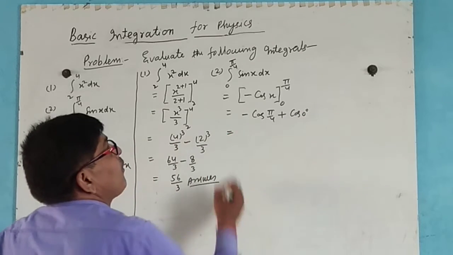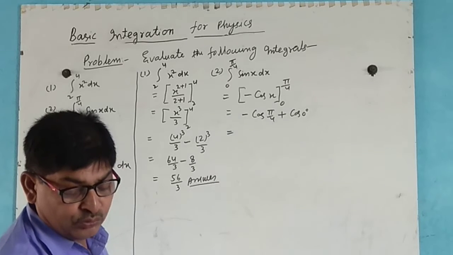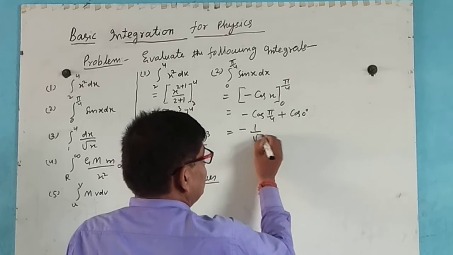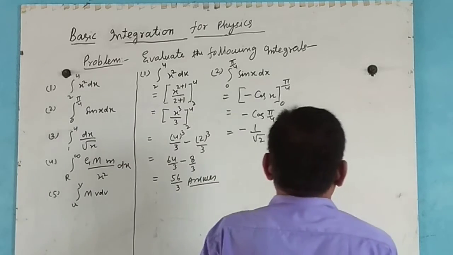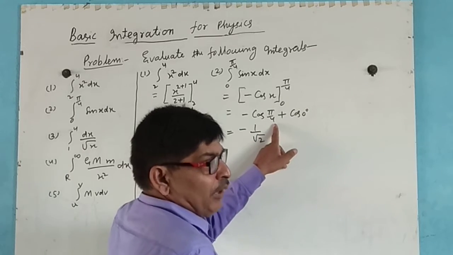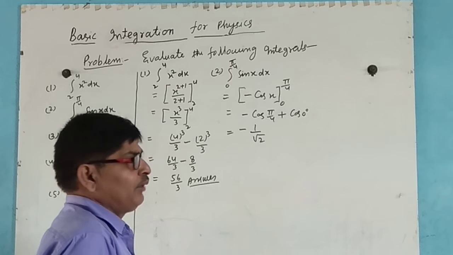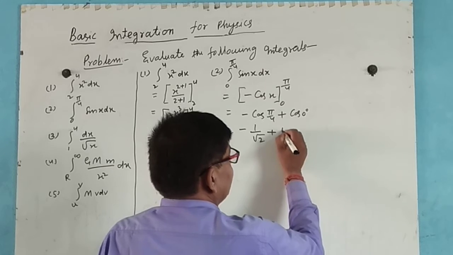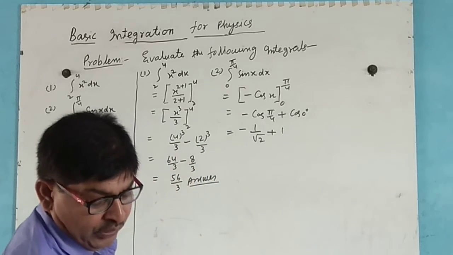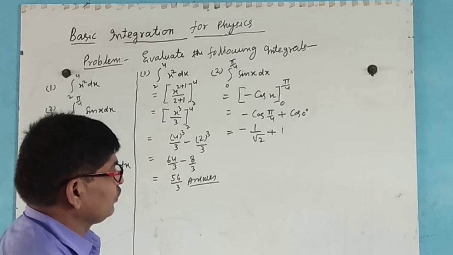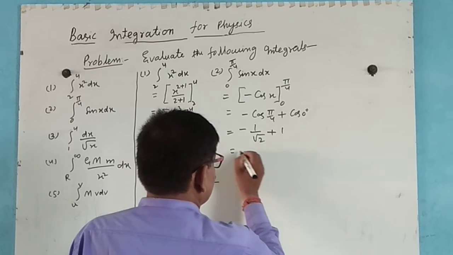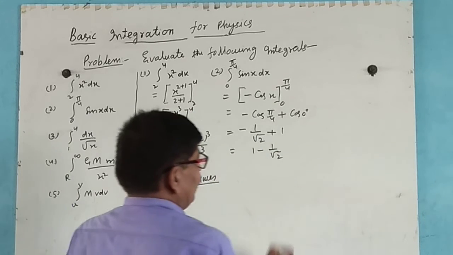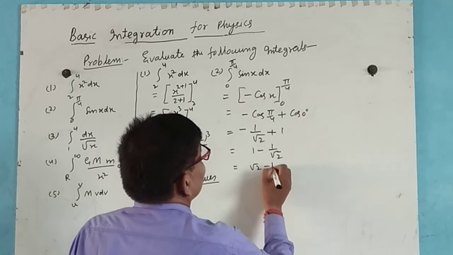Now cos pi by 4 is equal to 1 by under root 2. Pi by 4: pi is 180 degree divided by 4, that is 45 degree, and cos 45 degree is 1 by root 2. Plus cos 0, that is equal to 1. This is equal to plus 1. It can also be written as 1 minus 1 by root 2. Now it can also be written as root 2 minus 1 by root 2.